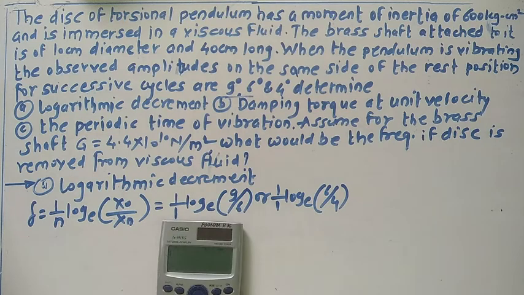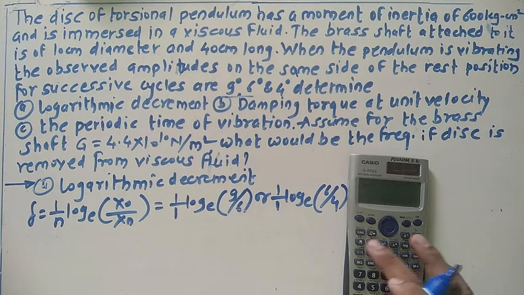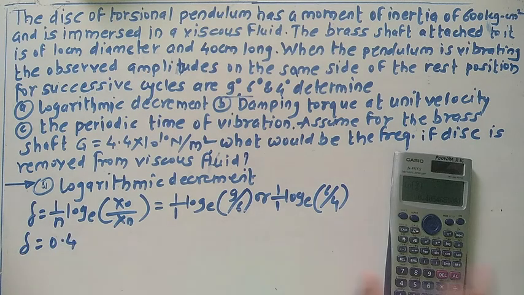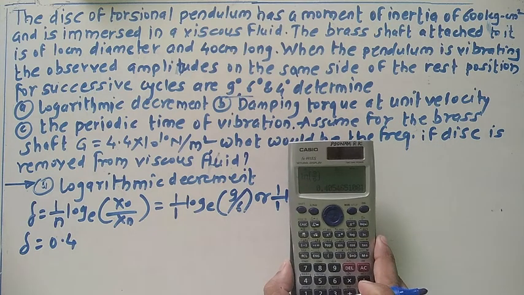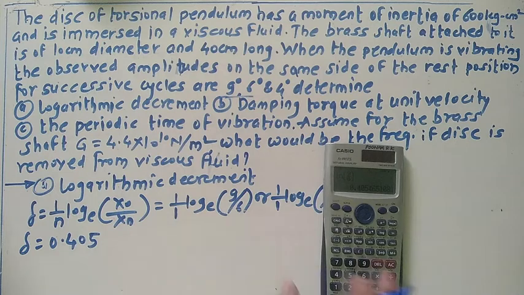Okay, so if you look towards here, 9 by 6, so we get the value for delta 0.405. This is the answer for the first point.